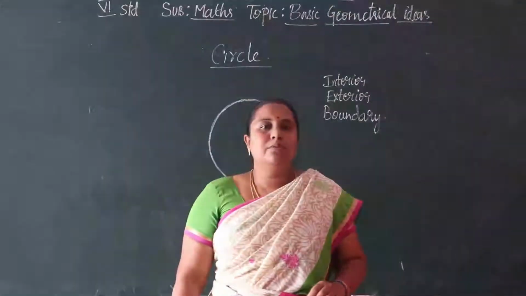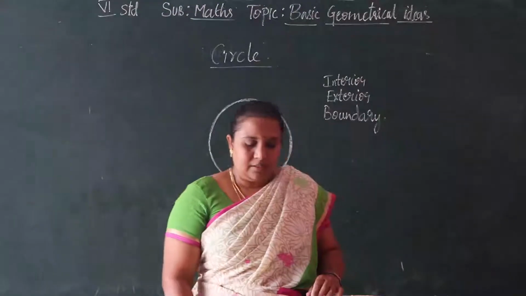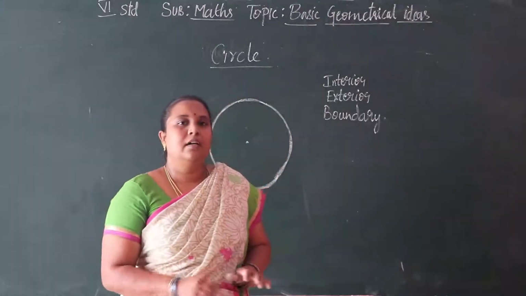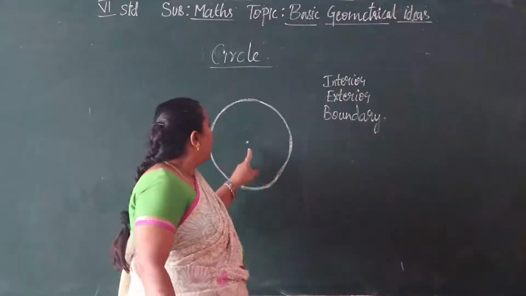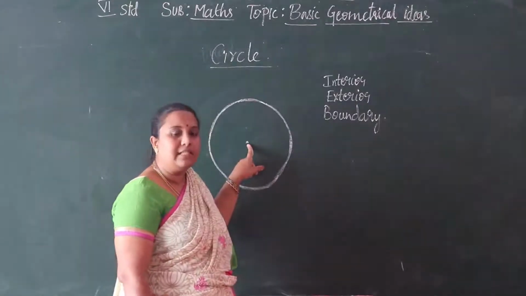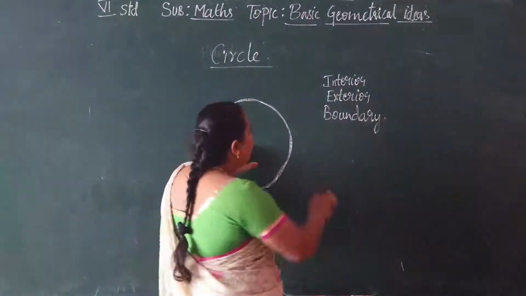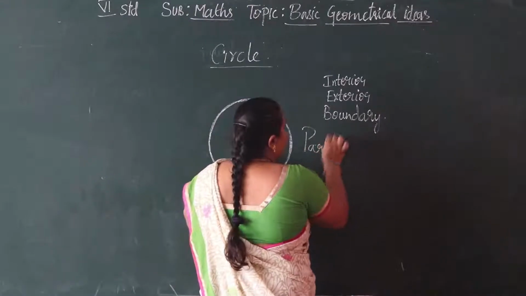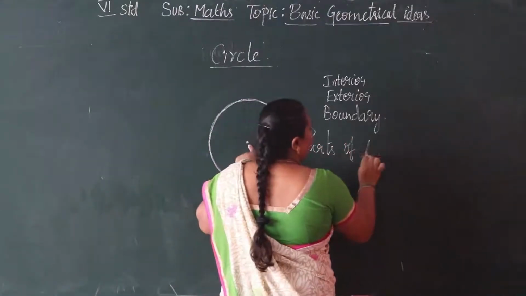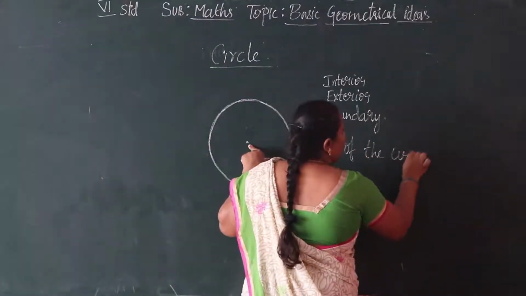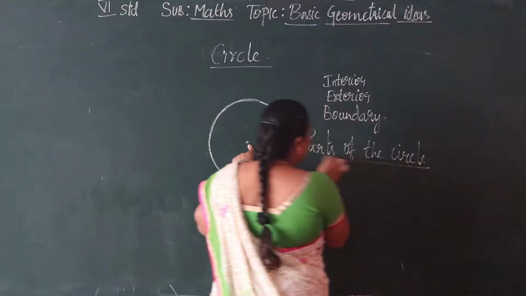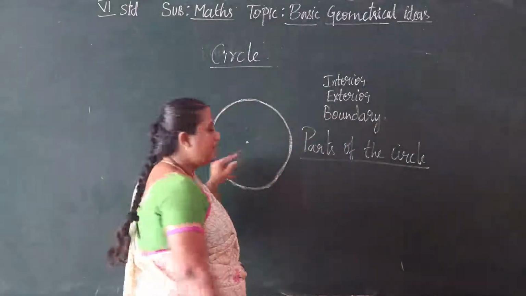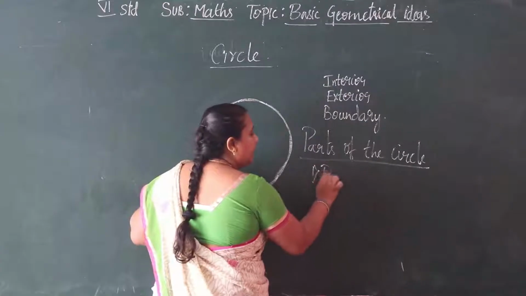Now let us see another part of the circle. What are the parts of the circle? The first one, radius.